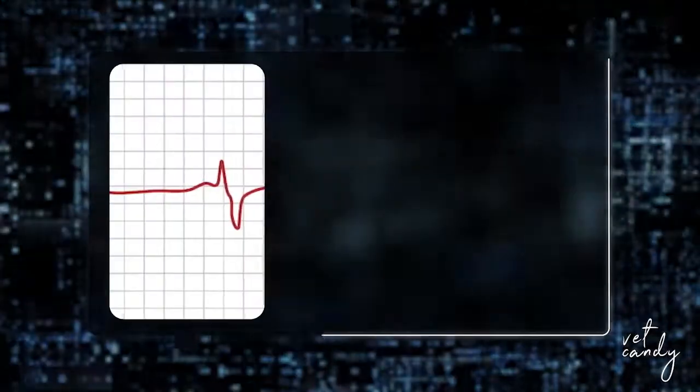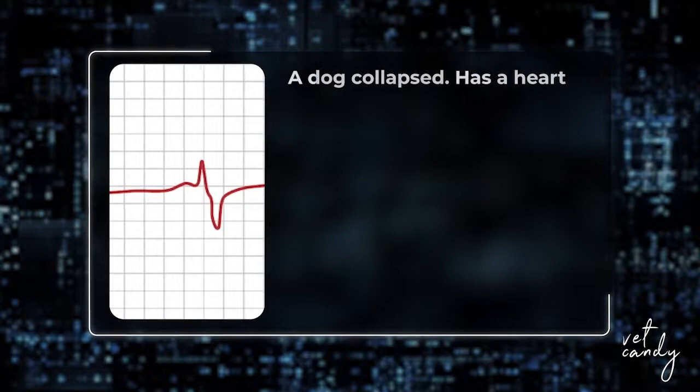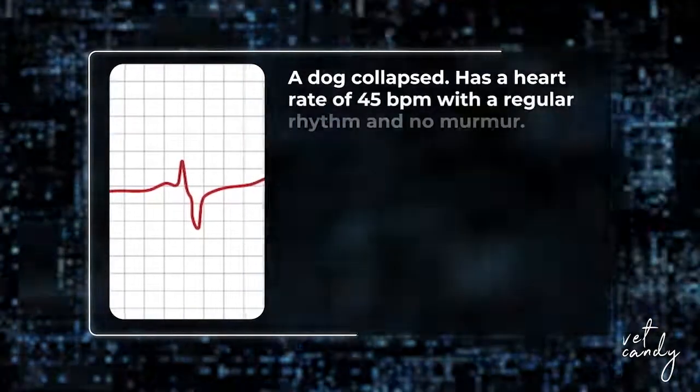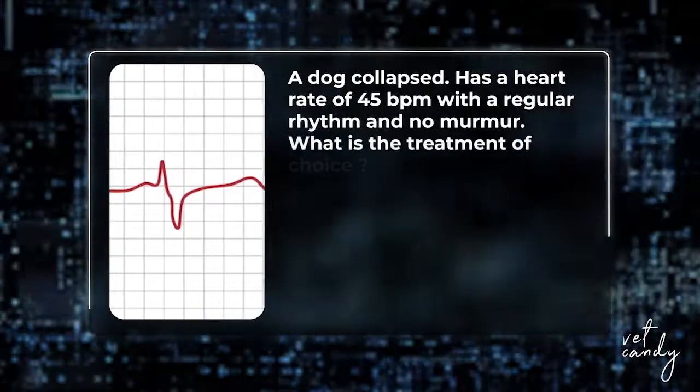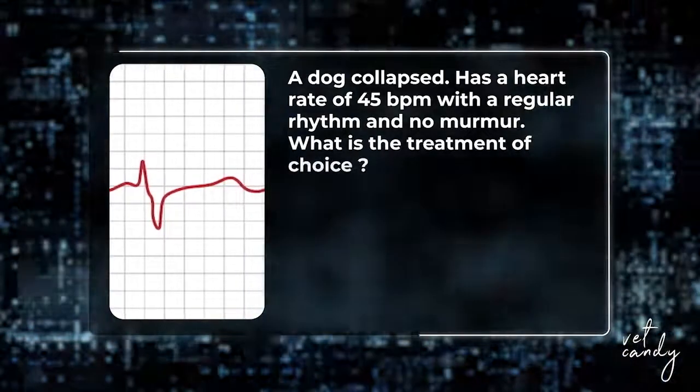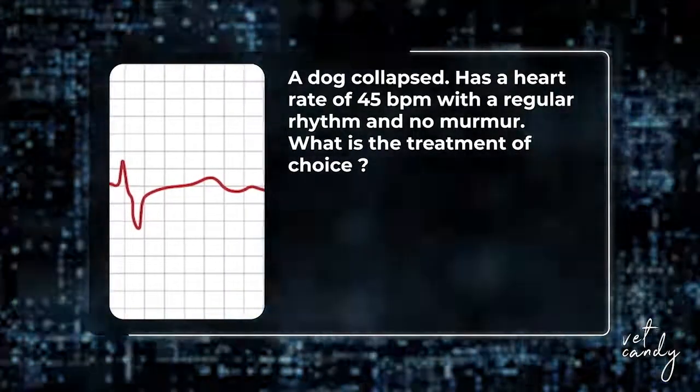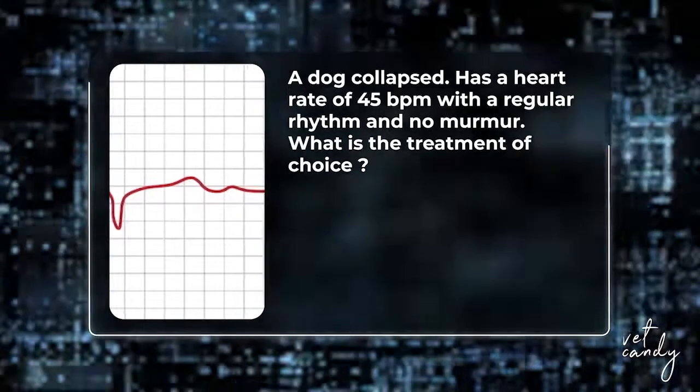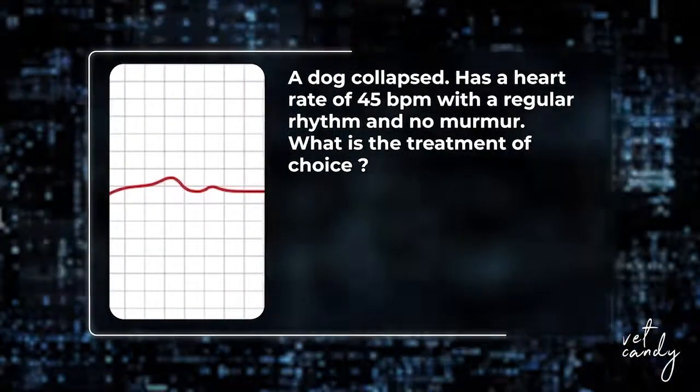Okay, let's do one more question. A 9-year-old crossbreed dog presents after having had a collapse episode. You identify a heart rate of 45 beats per minute with a regular rhythm and no murmur. You suspect third-degree atrioventricular block based on the ECG. What is the treatment of choice?